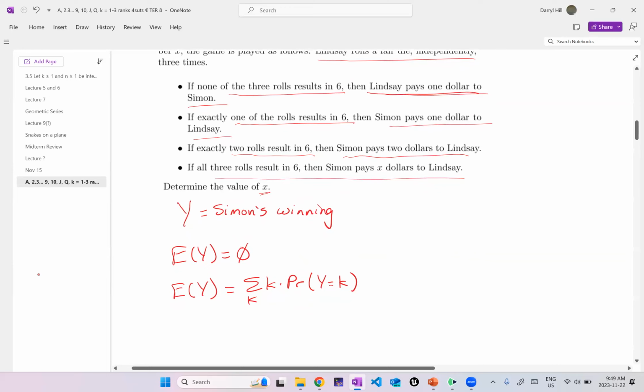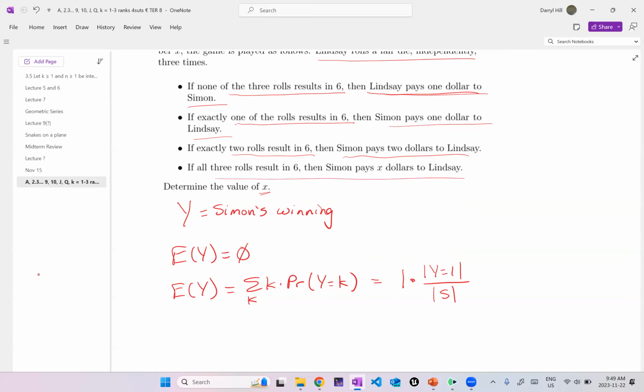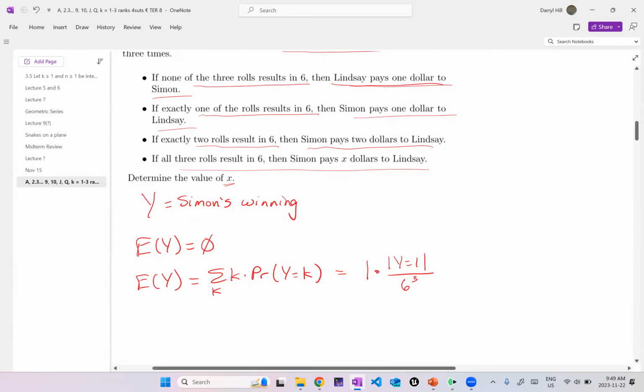well, in the first case, if none of the 3 rolls is a 6, Lindsay pays $1. So this is 1 times the probability that Y equals 1, over the sample space. Our sample space is, we're rolling 3 dice, right? So every time we roll 3 dice, so this is going to be 6 to the power 3. Okay, so that's the size, and the count for Y equals 1 is, well, we'll get to that. Plus, Simon pays $1 to Lindsay. That is -1 if one of the rolls results in 6.